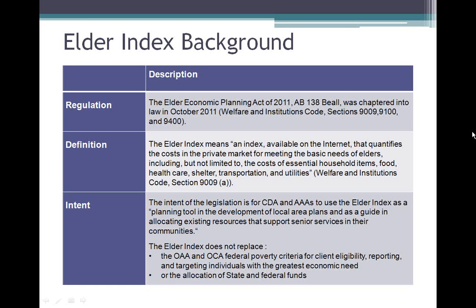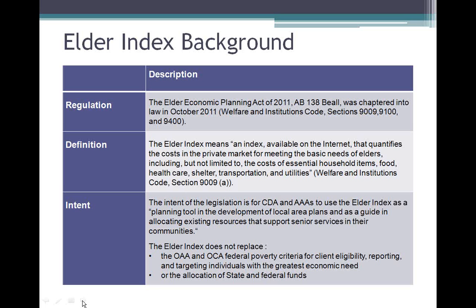As far as definition in general terms, the Elder Index means an index available on the Internet that quantifies the cost in the private market for meeting the basic needs of elders, including but not limited to the cost of essential household items, food, healthcare, shelter, transportation, and utilities. The Elder Index is updated biannually by the UCLA Center for Health Policy Research, and we will discuss this in greater detail during the next section of our presentation.